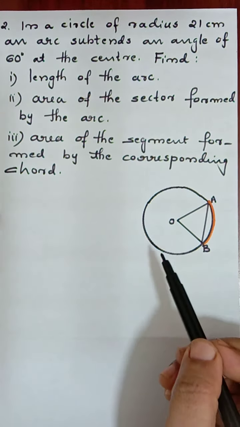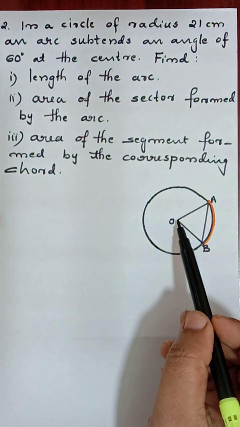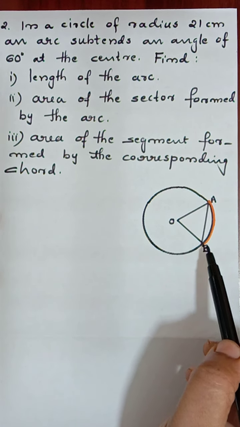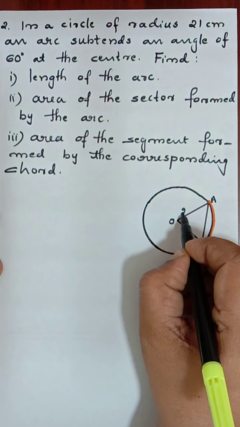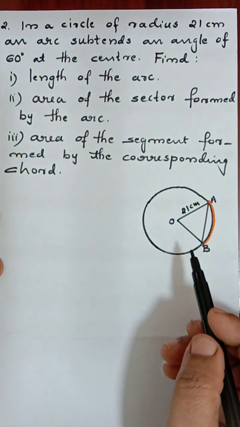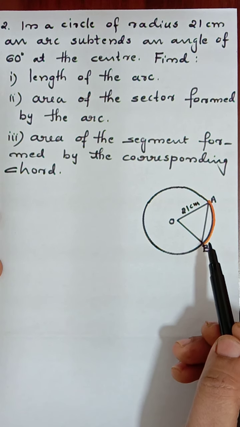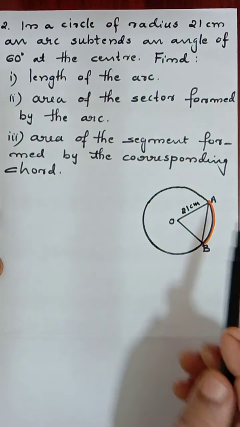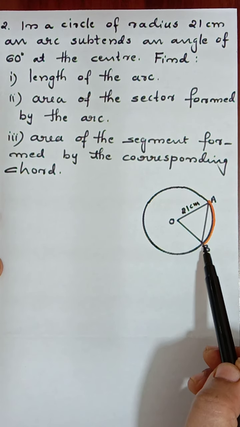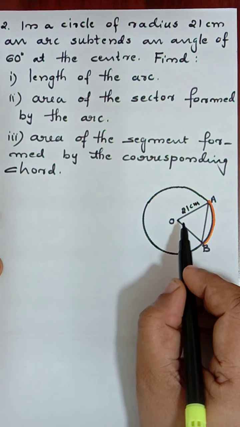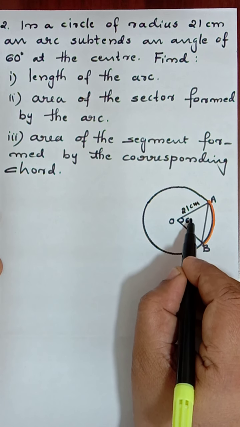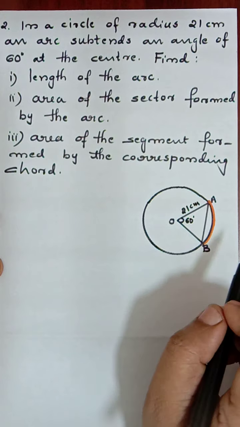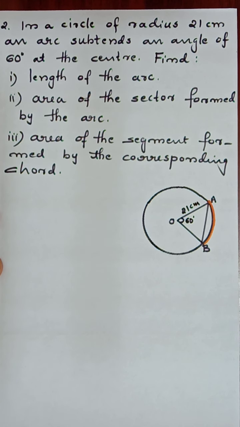In a circle of radius 21 centimeter, radius OA or OB, it is given in the figure, it's equal to 21 centimeter. An arc subtends an angle of 60 degree at the center. Here arc I have drawn with an orange colored pen. So orange color AB shows arc which is subtending an angle at the center. It forms 60 degree angle at the center. Subtending means making or forming. Forming 60 degree angle at the center. Find length of the arc. This is what I am going to explain.